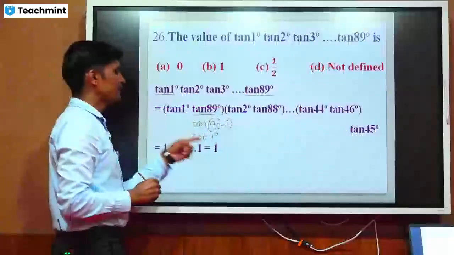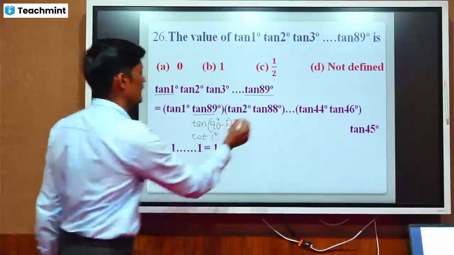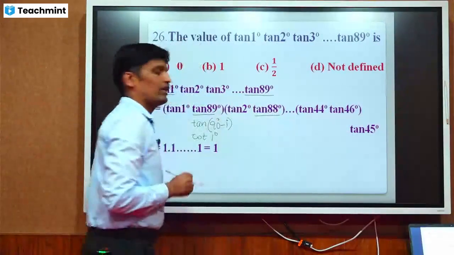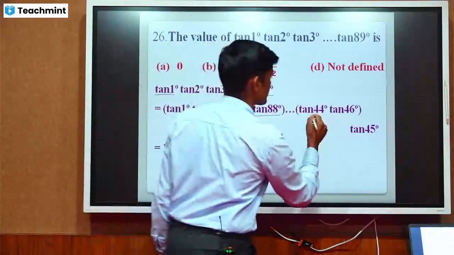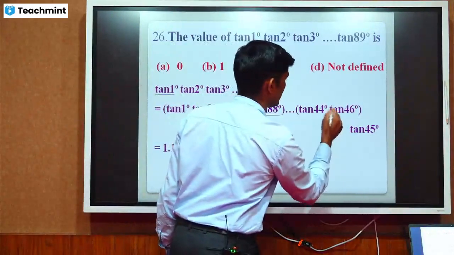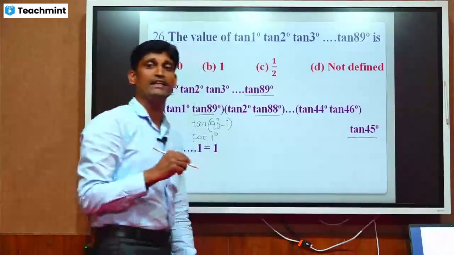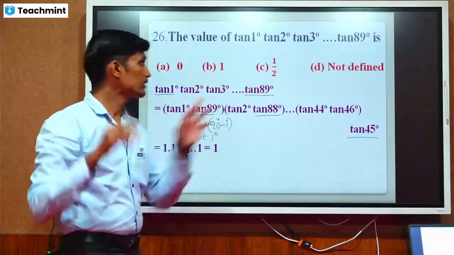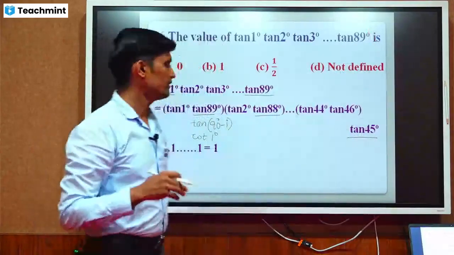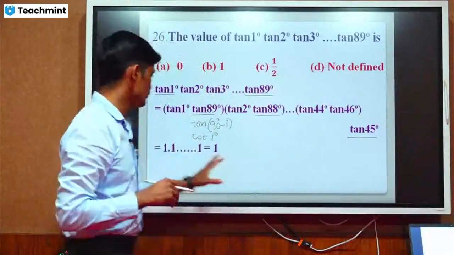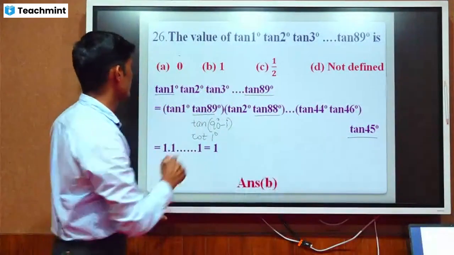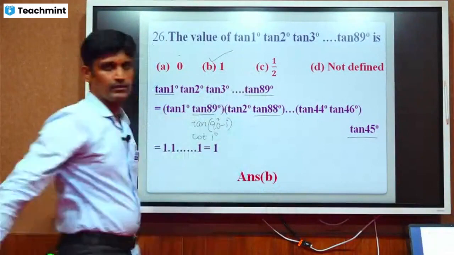Therefore, tan 1 degree into cot 1 degree is 1. Similarly, here this is tan of 90 degree minus 2 degree, and this is 1. Here this is tan 44 and tan 46. In the middle, the one odd term remaining is tan 45 degree. That's the middle term in this sequence, and its value is also 1. Therefore, the product of 1, 1, 1 gives you 1. Therefore, answer is D.